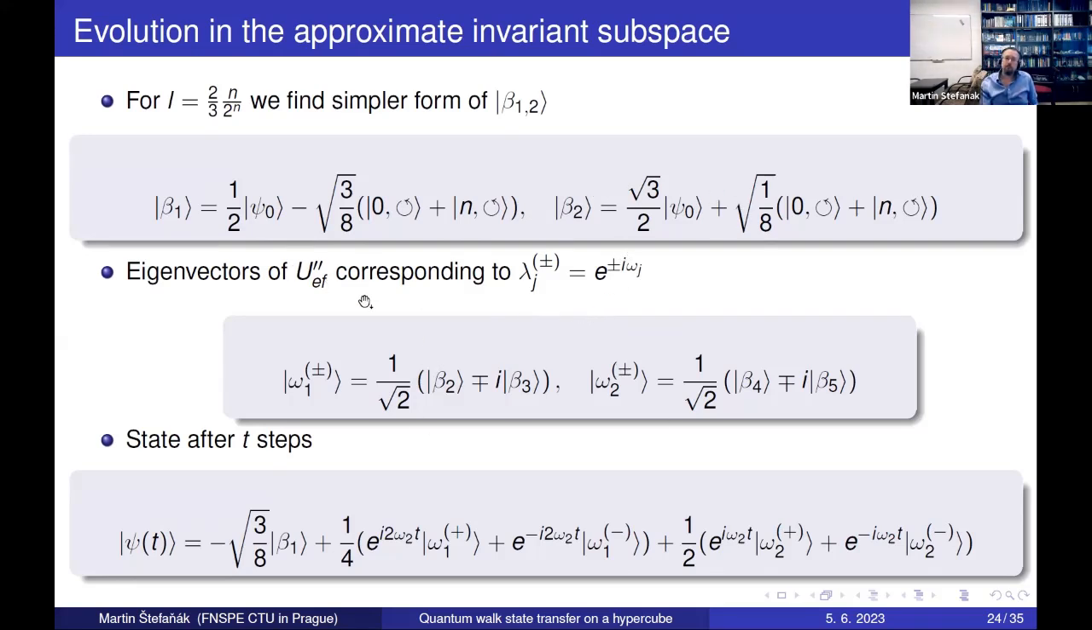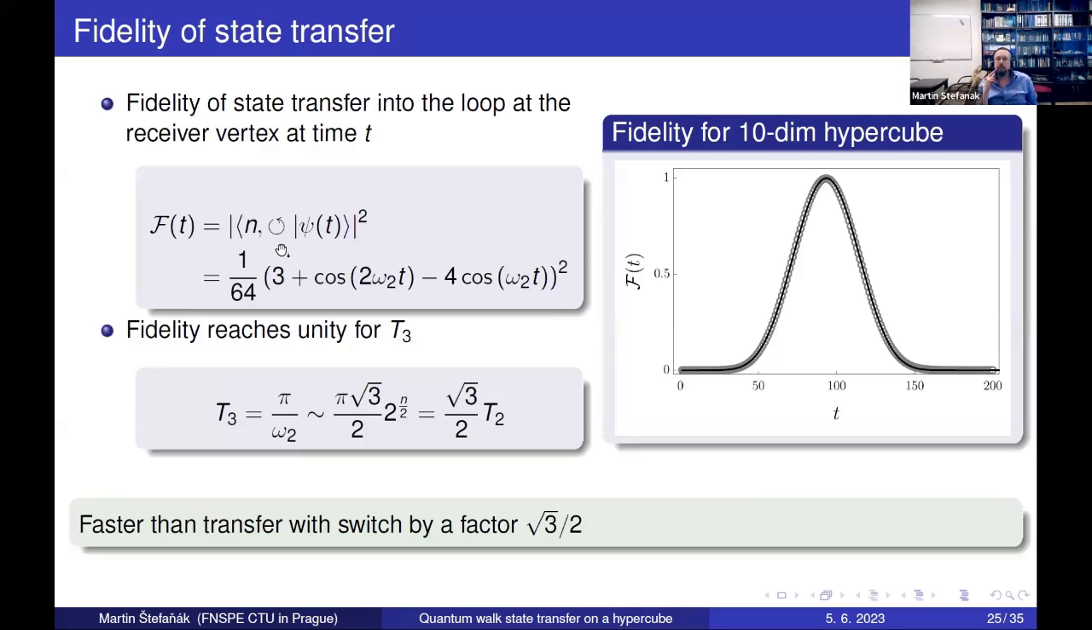You can find the eigenvectors of this U double prime corresponding to these eigenvalues. Rewrite your state of this state transfer algorithm after these steps in terms of the eigenstates, the usual finite dimensional quantum mechanics. So we have this stable state, and then this is the rotation by angle omega 1, which is twice omega 2, and this is the rotation by omega 2. So if you look then at the fidelity of the state transfer to the antipode vertex, or to the loop at the antipode vertex, then this at time t is given by this formula. It depends on the number of steps and on this phase omega 2.